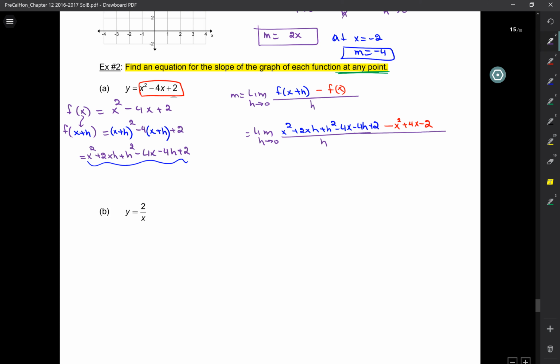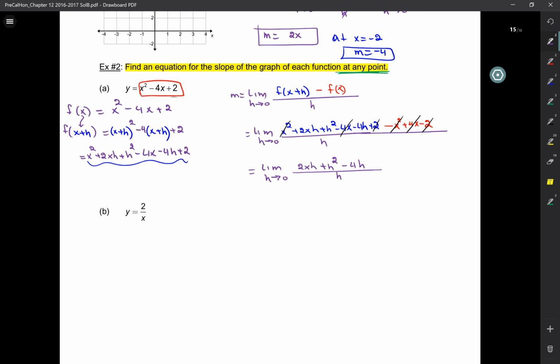All over h. So now you need to cancel whatever goes away. A lot of things will go away. The 2 and the 2, the minus 4x and the plus 4x. So now you're left with 2xh plus h squared minus 4h over h.